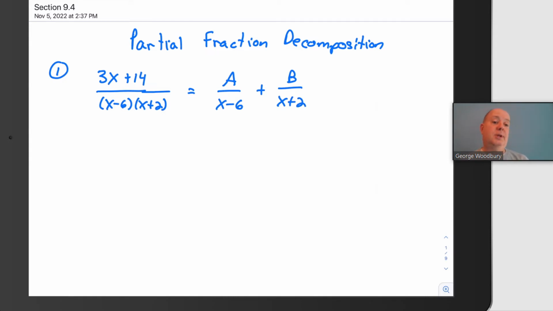And the first step is to clear the equation of fractions. So I'm going to multiply both sides by the common denominator, or the denominator that's on the left-hand side, x minus 6 times x plus 2.